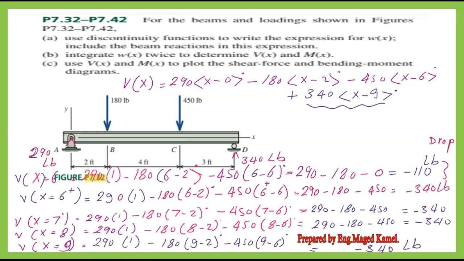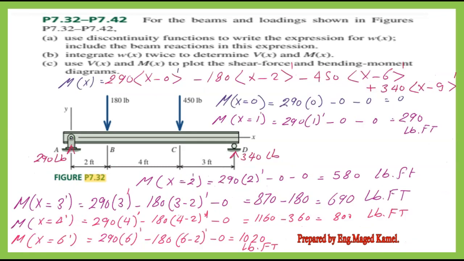We consider x equals 9 feet, so V of x equals 9 equals 290 by 9 minus 0 raised to the power of 0 minus 180 multiplied by 9 minus 2 raised to the power of 0 plus 340 multiplied by 9 minus 9 raised to the power of 0 equals 290 minus 180 minus 450 plus 0 equals minus 340 pounds, which is numerically equal to the value but negative since it represents the shear value.